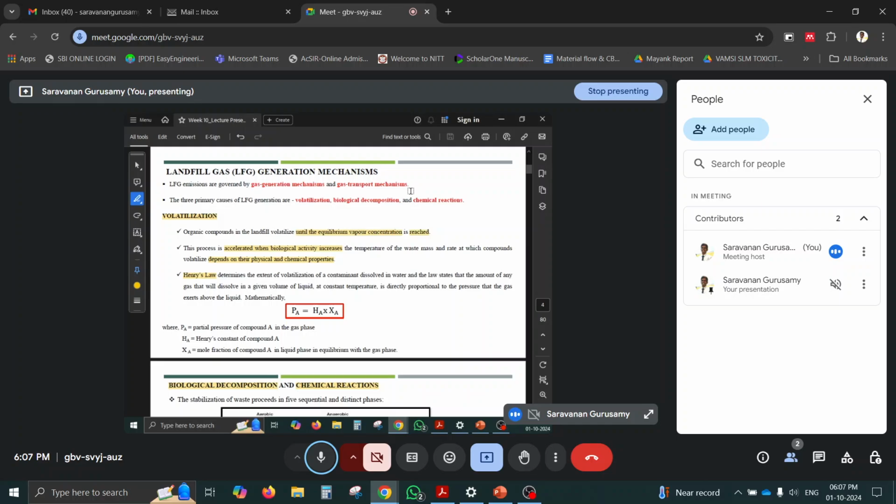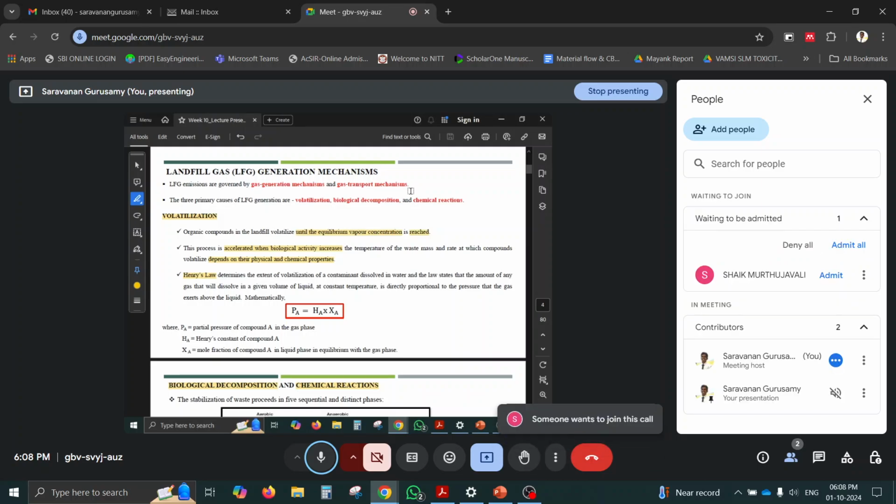Volatile matter present in the solid waste will automatically convert from solid to gaseous form, and that will accumulate as landfill gas. Then biological decomposition: due to aerobic and anaerobic decomposition, lots of gas, majorly methane and carbon dioxide, will be produced. And some chemical reactions will oxidize or reduce the solid waste, and it will be transferred into gas.